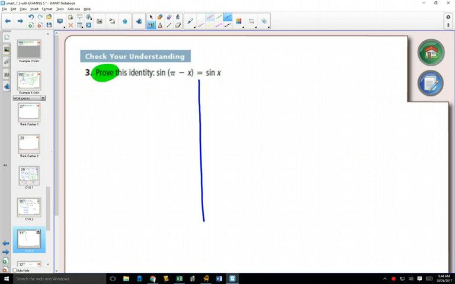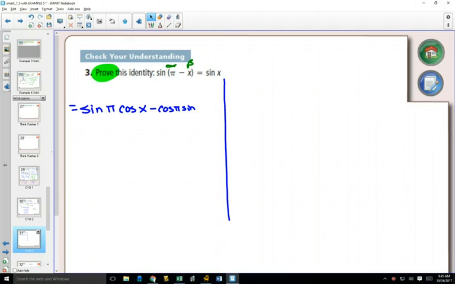Because on the left-hand side of those new formulas, we have alpha minus beta, alpha plus beta, alpha minus beta, alpha plus beta. So noticing that, I might just go alpha above the first one, beta above the second one. So if alpha is pi and beta is x, I can change the left-hand side to the formula that says sine alpha cos beta minus cos alpha sine beta.